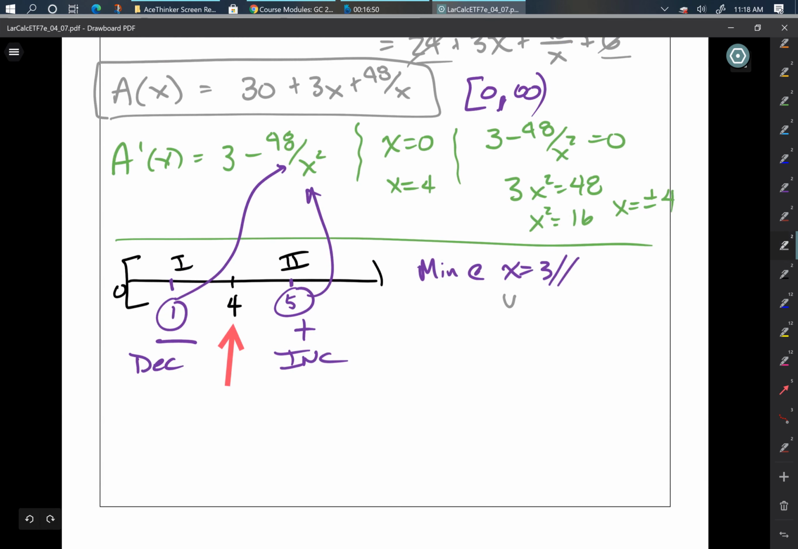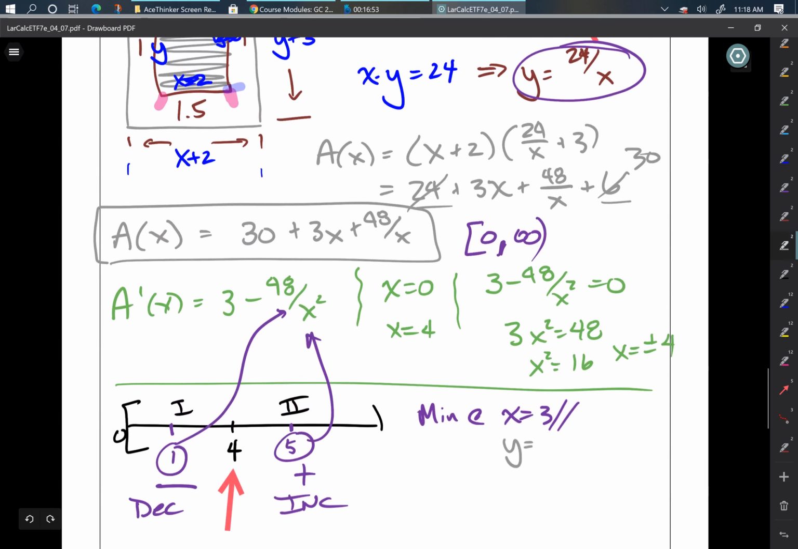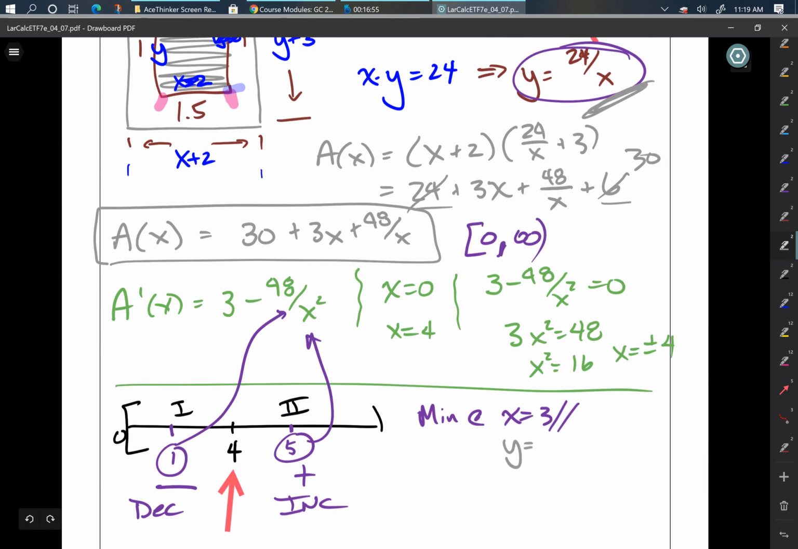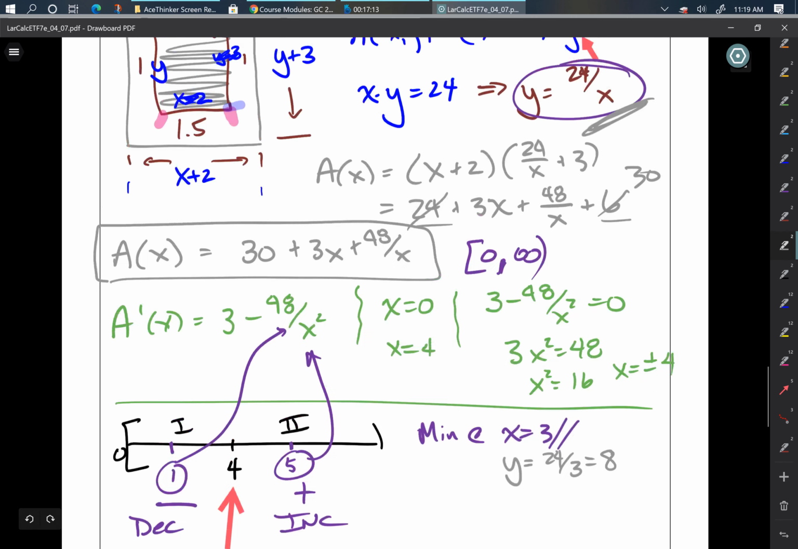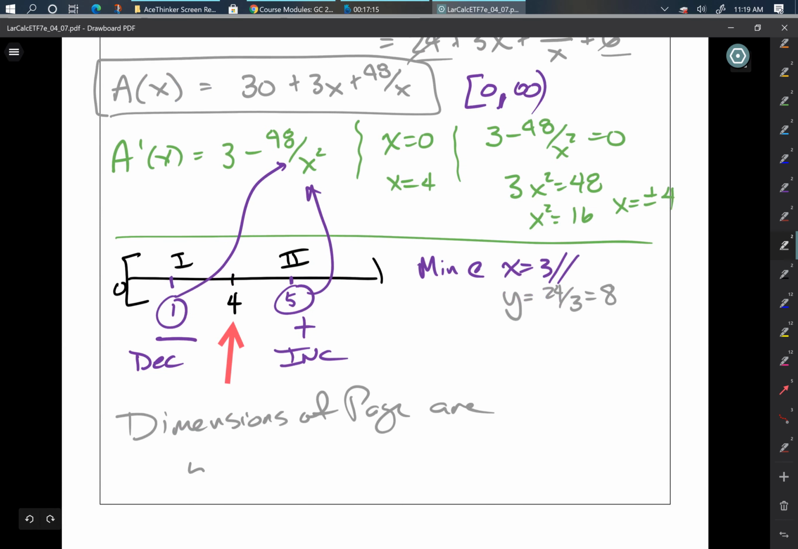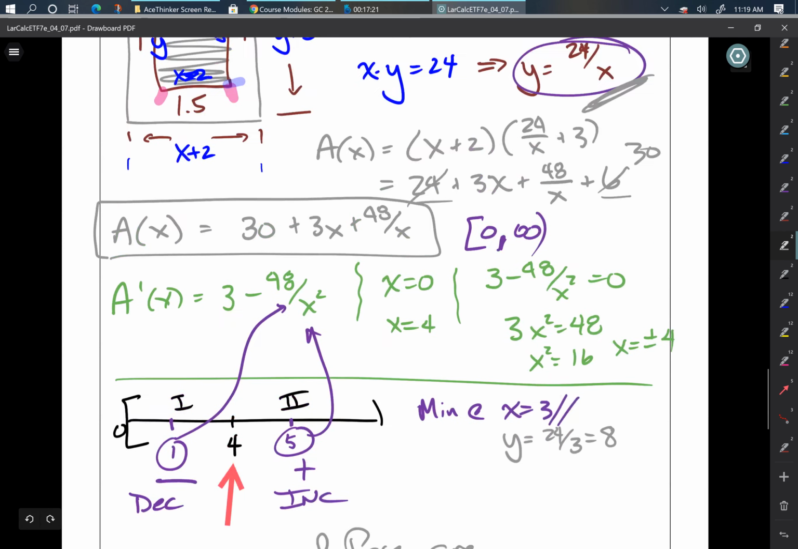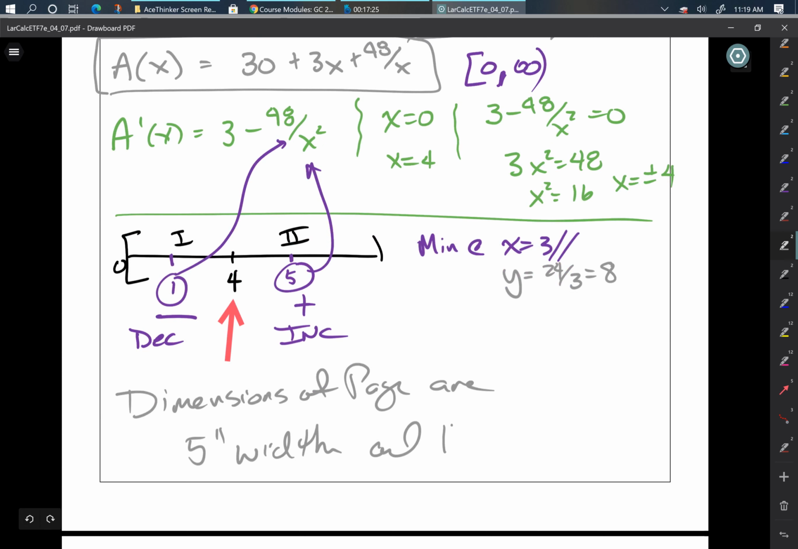So if x is 4, what's y? Where was our substitution? Oh yeah, it's right there. Y is going to be 24 divided by 4, and 24 divided by 4 is what, 6? Right? So what are the dimensions of the page? Well, our width is x plus 2, so we have a 6-inch width. And our height is y plus 3, so a 9-inch height. And those are the dimensions of the page.